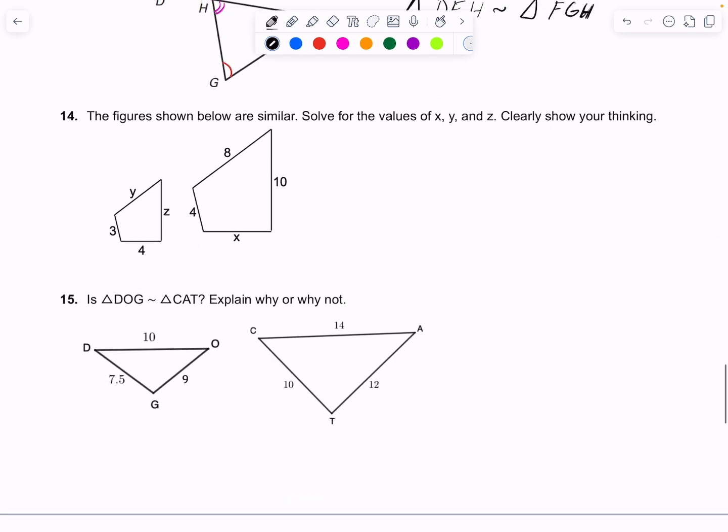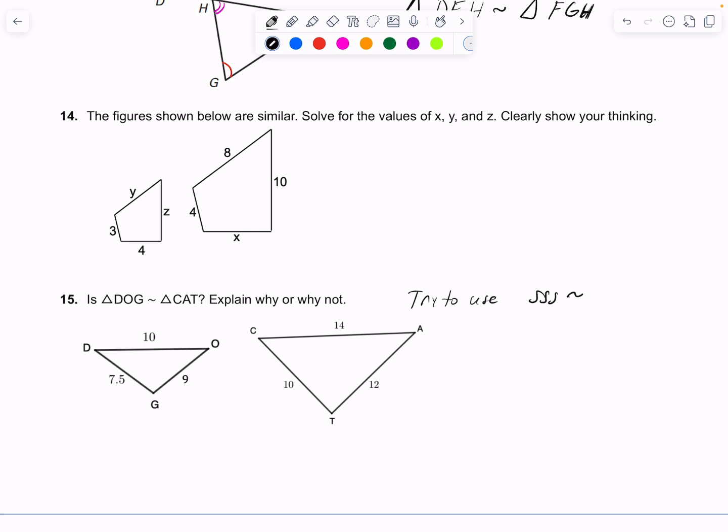All right, last one, 15. Is triangle DOG similar to triangle CAT? Explain why or why not. Well, they gave me 3 side lengths, so I'm going to try to use side similarity. If all these ratios end up being the same, then I know that they will be similar triangles. So here we go.